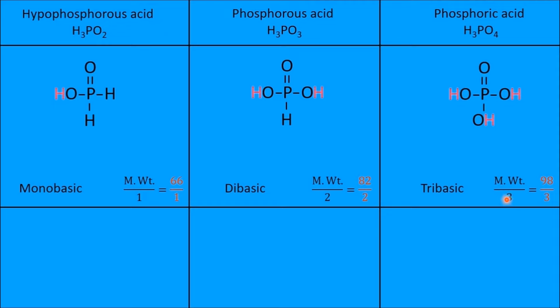Now suppose these are acids. You know the meaning of neutralization. What is neutralization? When an acid reacts with a base, salt and water are formed. See, these acids are reacting with bases. So how many hydrogens are removable? Say, for example, all the acids are reacting with NaOH.